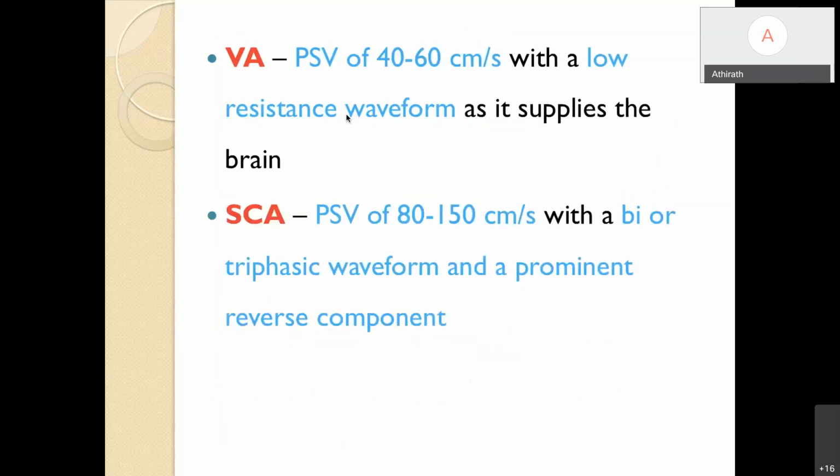Coming to the vertebral artery, the normal PSV is about 40 to 60 centimeters per second with a low resistance waveform. And in the subclavian artery, the PSV is about 80 to 150 centimeter per second with a bi or triphasic waveform and a prominent reverse component.